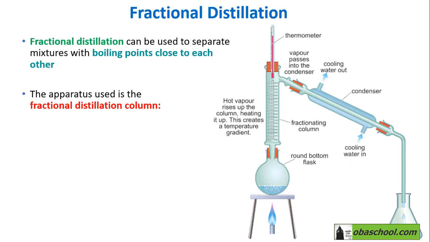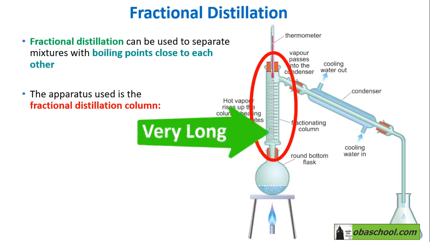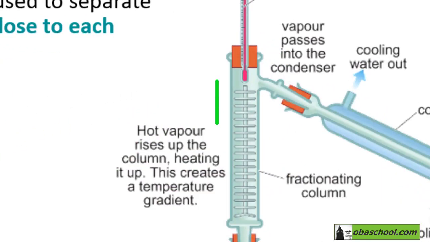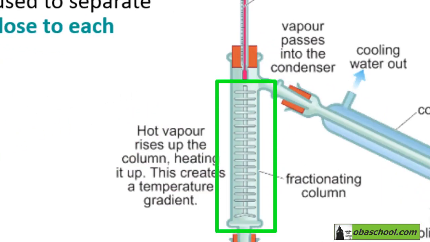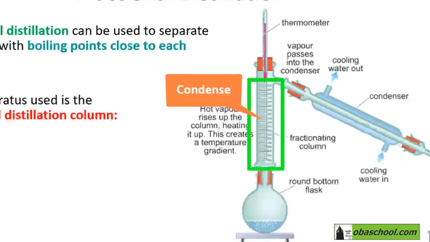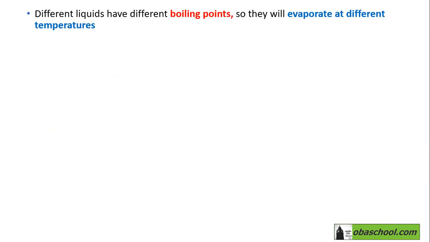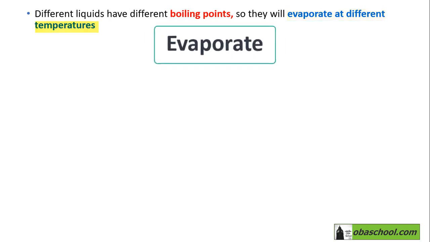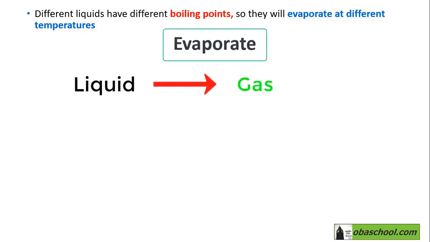The fractional distillation column is a very long and thin glass column, which is filled with glass beads. These glass beads act as a surface for vapor or the gas to condense on as it travels up the column. The fractional distillation method is based upon the fact that different liquids have different boiling points, so they will evaporate at different temperatures, remembering that evaporate just means to go from liquid to gas or boil.